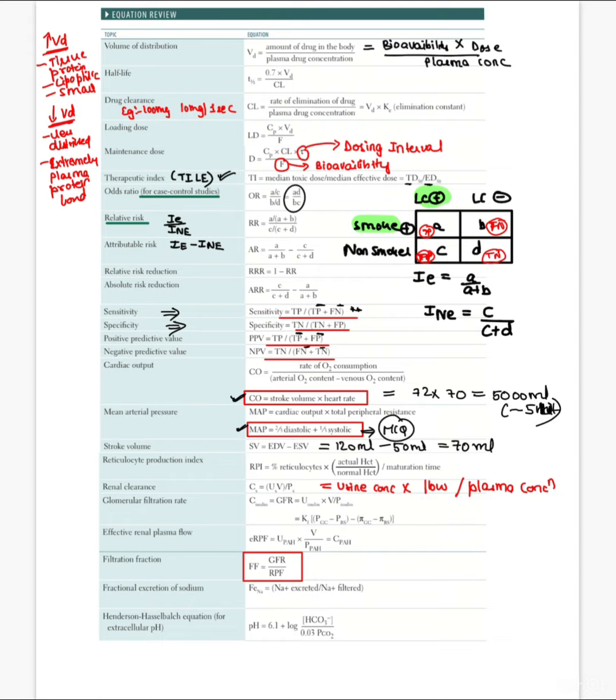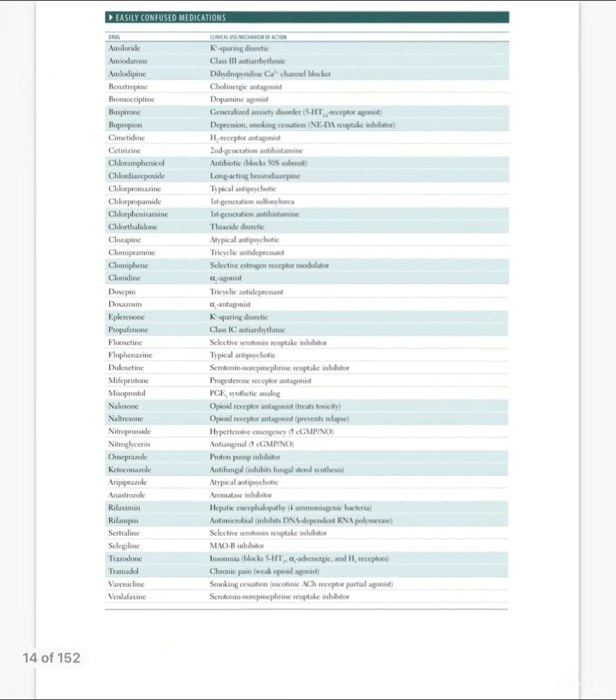Okay, then clearance is urine concentration into volume divided by plasma concentration, guys. Then filtration fraction is glomerular filtration rate divided by the renal plasma flow. Then FENa, fractional excretion of sodium, guys, that is less than 1 in pre-renal and more than 1 in renal causes. Then you have the Henderson-Hasselbalch equation, guys. pH is equal to 6.1 plus log HCO3 divided by 0.03 PCO2, guys. So this was all about the equations that may be asked, like a numerical based question may be asked here, guys.